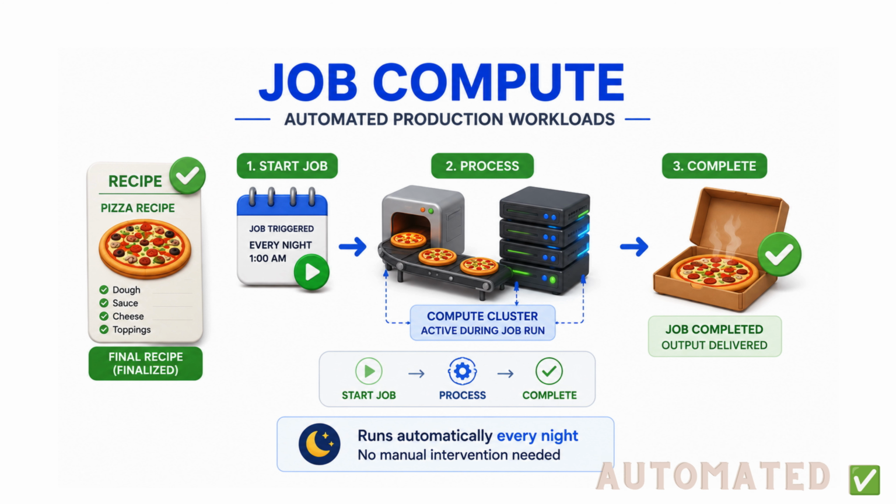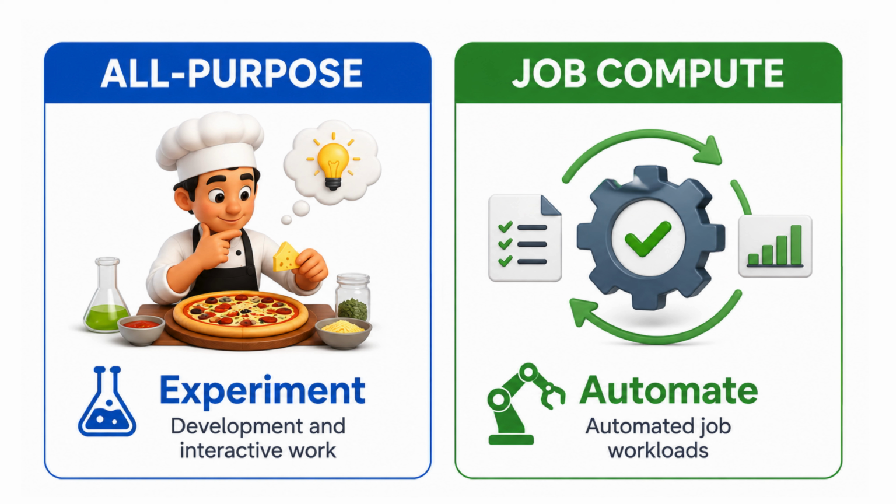But now imagine the recipe is finalized. You don't need the chef experimenting anymore. You simply want the same pizza produced automatically every night. That's your production job. And that's where job compute comes in. So remember, all-purpose compute: development and interactive work. Job compute: automated job workloads. And Databricks specifically recommends using job compute rather than all-purpose compute for production jobs.